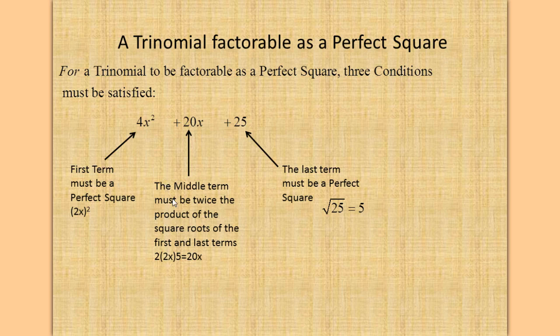So that's true. The last term must be a perfect square, which is, let's say the last term is 25 here. The square root of 25 is equal to 5. So that's true. And the middle term must be twice the product of the square roots of the first and last term. So 2 times 2x times 5 is got to be equal to 20x. So 2 times 2 is 4x times 5 is 20x, and that's true. So therefore, this is a factorable trinomial as a perfect square.